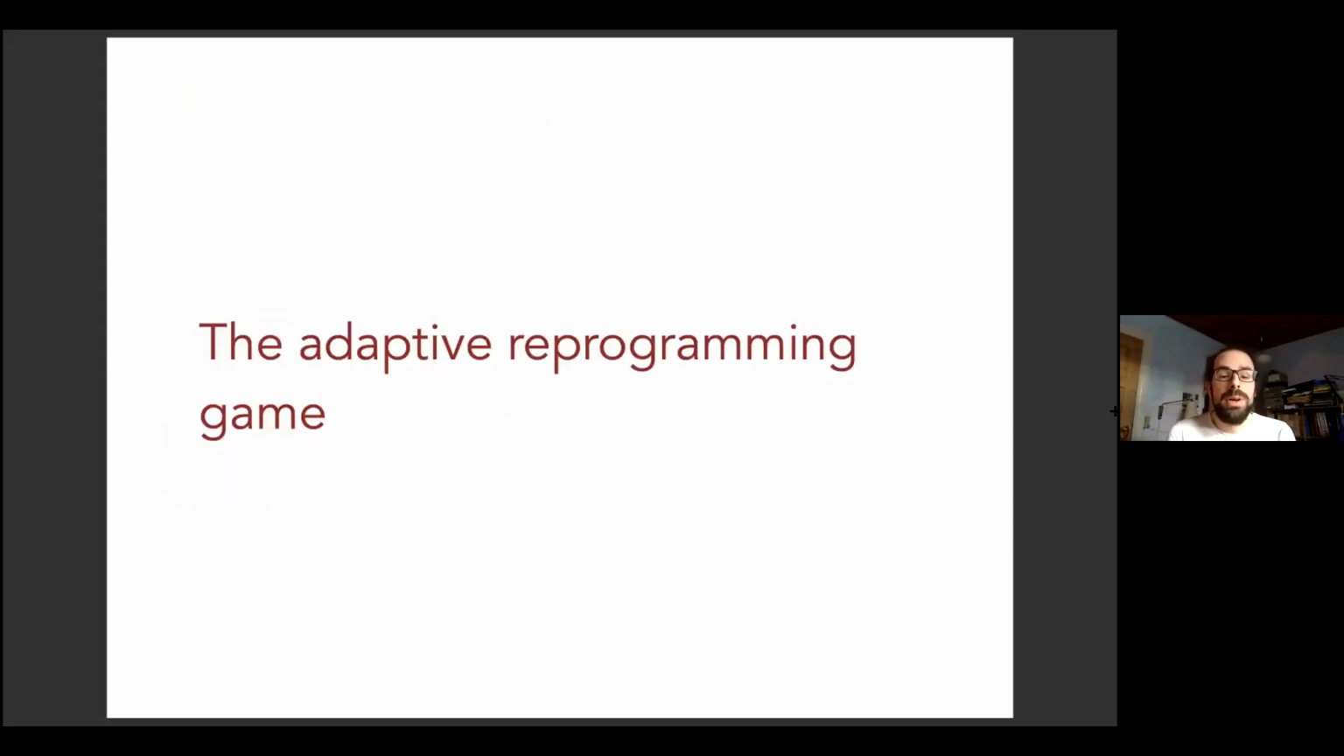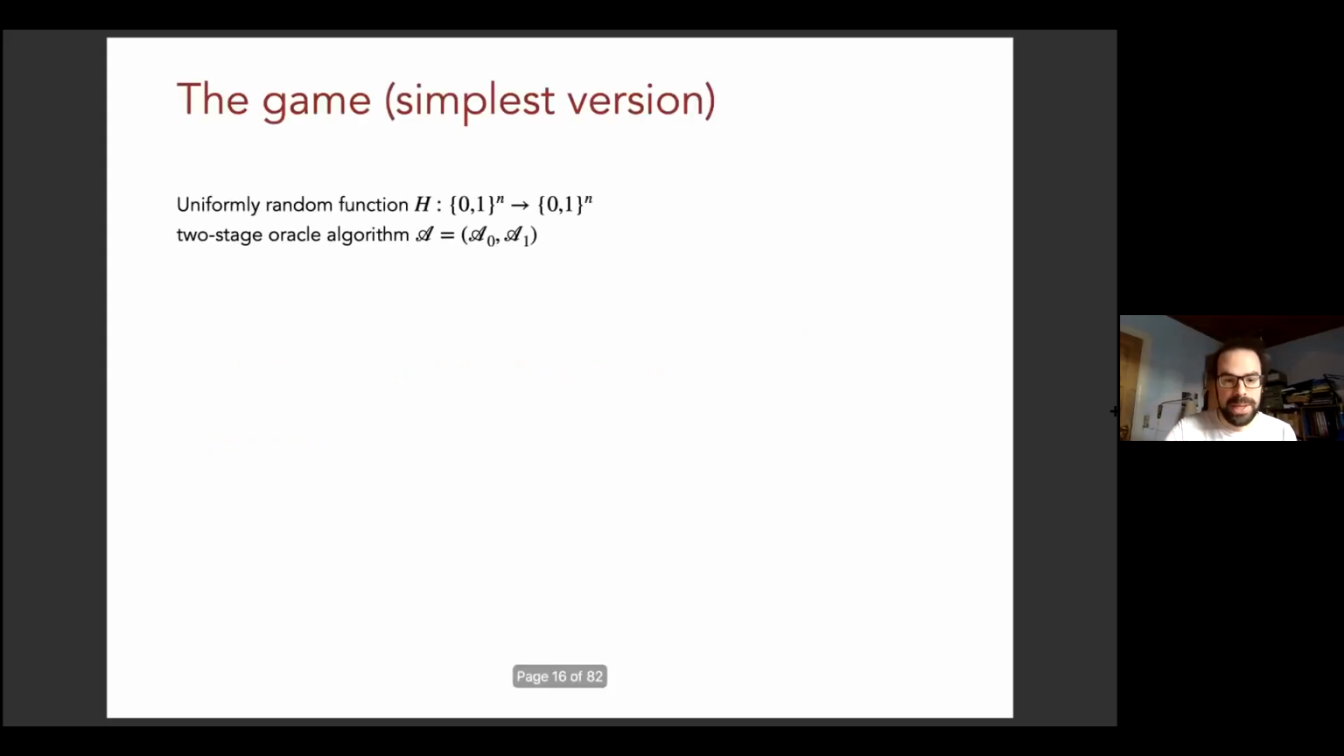Now that we know what the quantum random oracle model is, I want to present you the adaptive reprogramming game, which is kind of the setting in which our results are situated. So this is kind of a very simple game. I will present the simplest version of it. There are kind of a little bit more general versions, but I will stick to the simplest version for the sake of the presentation. So in the setting, we have a uniformly random function, right? That makes sense.